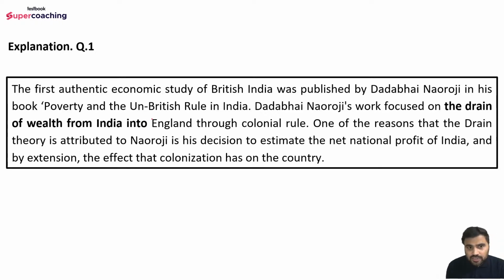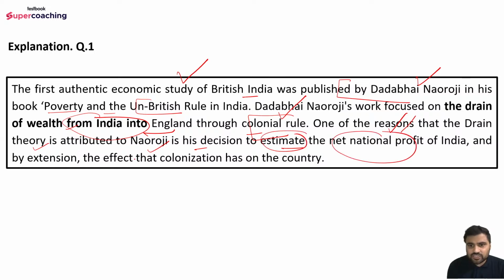So the first authentic economic study of British India was published by Dadabhai Naoroji in his book Poverty and the Un-British Rule in India. Dadabhai Naoroji's work focused on the drain of wealth from India into England through colonial rule. One of the reasons that the drain theory is attributed to Naoroji is his decision to estimate the net national profit of India, and by extension the effect that colonization has on the country.